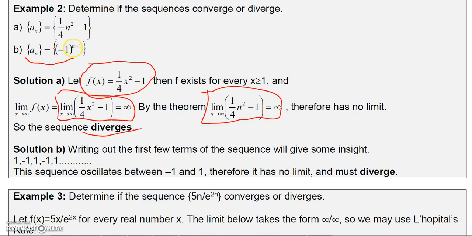So let's say if n is 1, then you'd get (-1) to the 0 power, which is 1. And then if n was 2, you'd get (-1) to the first power, which is -1. And then if n was 3, you'd get (-1) squared, which is 1. And then if n is 4, you get (-1) cubed, which is -1. And so now you should be able to see what's happening here. This particular function is simply oscillating back and forth between -1 and +1. And so therefore we can deduce that it has no limit, and so it must diverge.